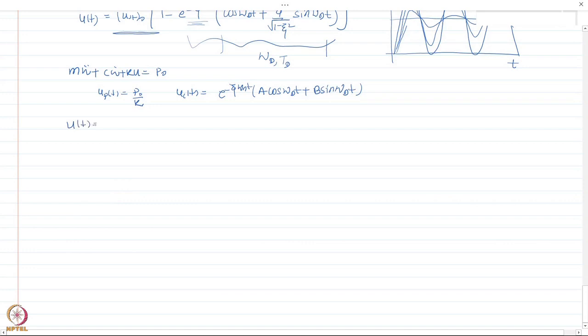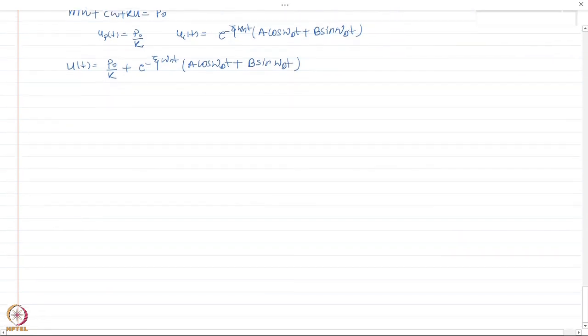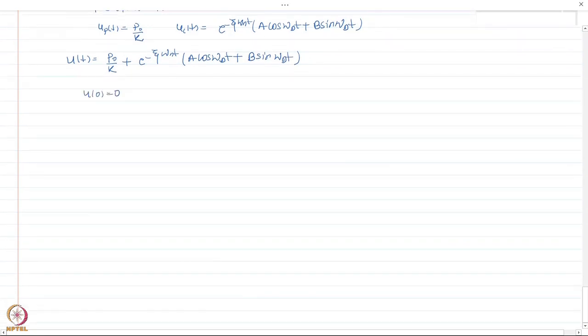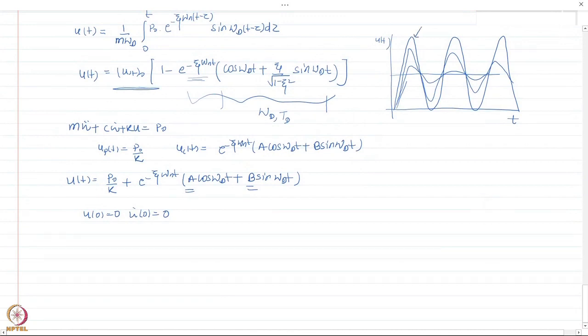Okay, so the total solution you can write as p naught by k times e to the power minus zeta omega nt times a cos omega dt plus b sin omega dt. And you can substitute the initial conditions, which we have assumed as at rest initial conditions. If you substitute this, you can get the values of the constants a and b, and you will get the same expression. And as I said, the response looks like this. This is undamped, damping equal to zero, and these are the curves for some intermediate value of damping, zeta 1 or zeta 2. So this is what the response to a step function looks like.